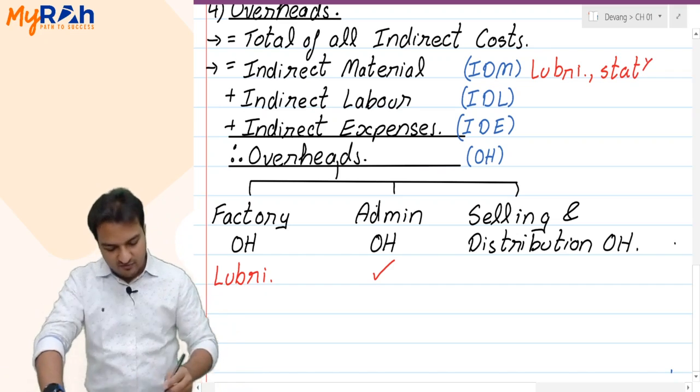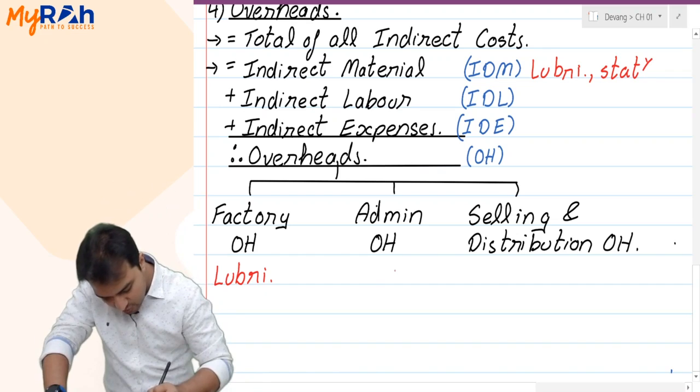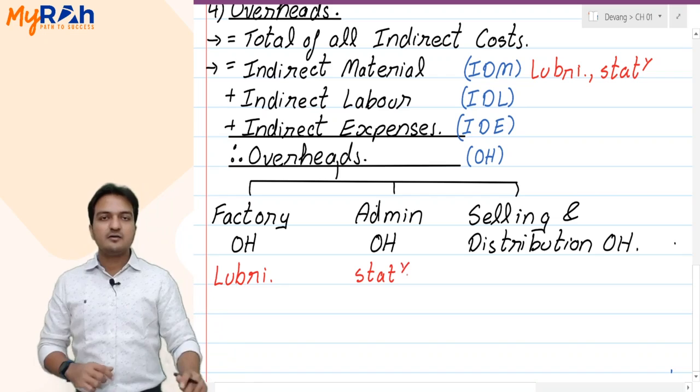Stationery items, I will say, will fall under indirect materials of admin. So I'll call that admin overheads. Stationery items. And selling and distribution.